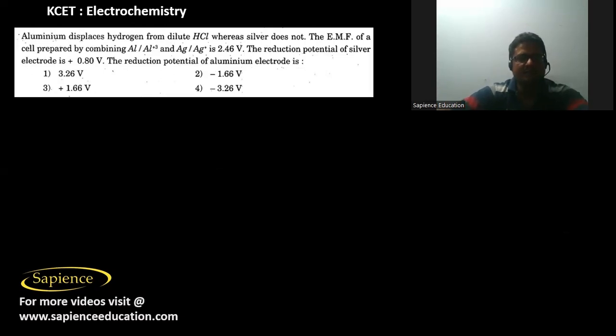Then here it is told aluminum displaces hydrogen from dilute HCl, whereas silver does not. The EMF of a cell prepared by combining Al to Al3 plus and Ag to Ag plus is 2.46 volts. The reduction potential of silver electrode is 0.8 volts. The reduction potential of aluminum electrode is?